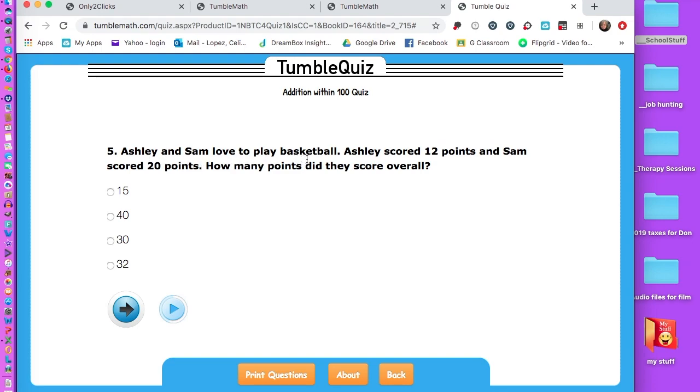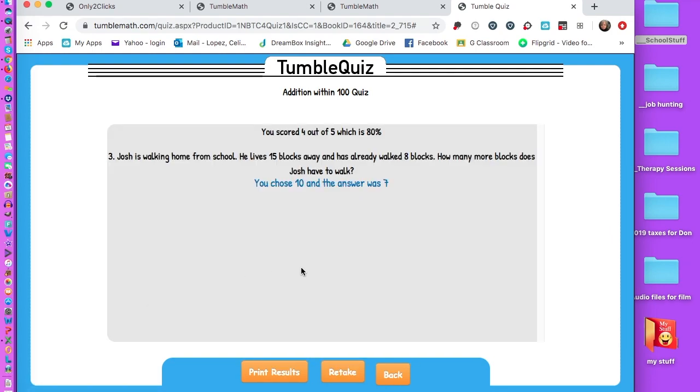Ashley and Sam love to play basketball. Ashley scored 12 points and Sam scored 20. How many points did they score overall? Overall is a math word. It means altogether when you add 12 and 20. Now, remember I missed one on purpose, and it tells me that I had 4 out of 5, and that's 80%. We want you to get at least 90%.